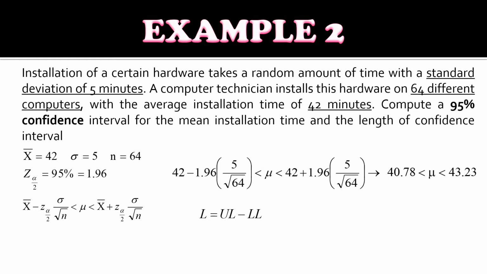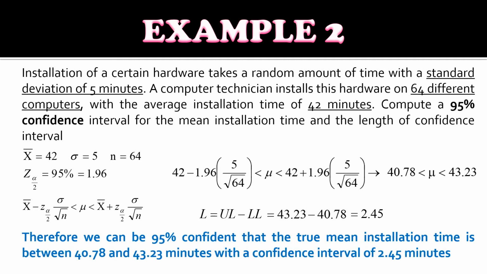So to get the length of the confidence interval, just subtract the upper limit minus the lower limit. So we have 43.23 minus 40.78, which is 2.45. So therefore, we can be 95% confident that the true mean installation time is between 40.78 and 43.23 minutes, with a confidence interval length of 2.45 minutes.